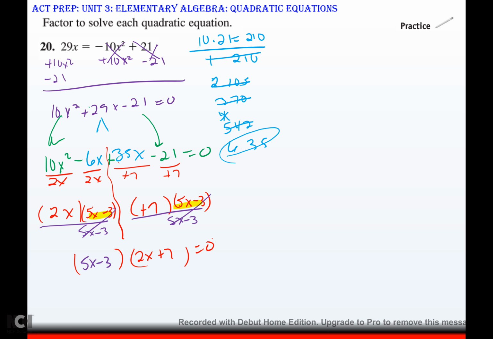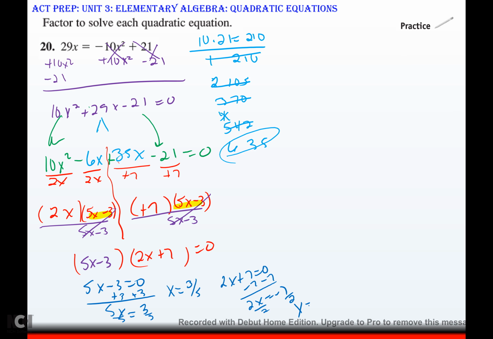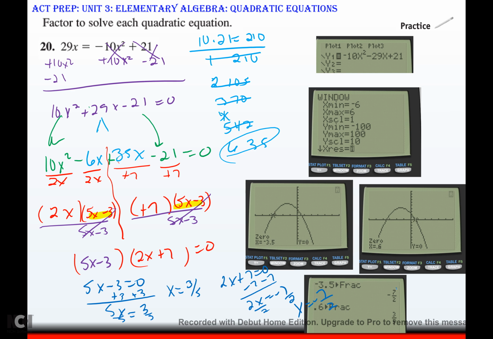Now to solve, we set to 0. So I have 5x minus 3 equals 0. Add 3. 5x equals 3. Divide by 5. And x equals 3/5. 2x plus 7 equals 0. Minus 7. I got 2x equals negative 7. Divide by 2. And I get x equals negative 7/2. There's my negative 7/2. There's my 3/5.